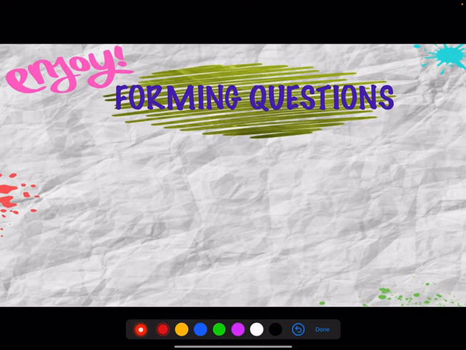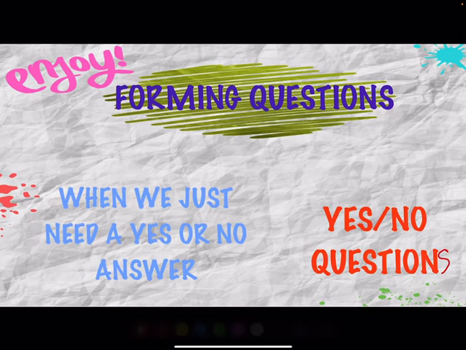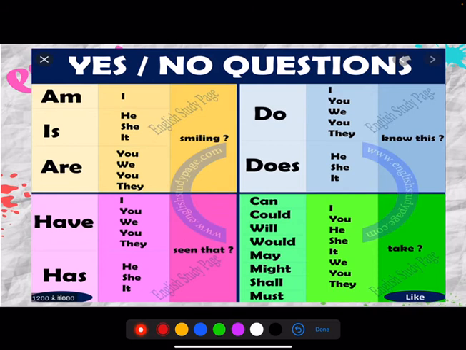WH question. The other way of asking a question is using yes/no questions. Of course, we use yes/no questions when we just need a yes or no answer. For example, when I ask you, is that you? Yes. Okay, I just need a yes or no answer. Now let's see how we can use this type of question.